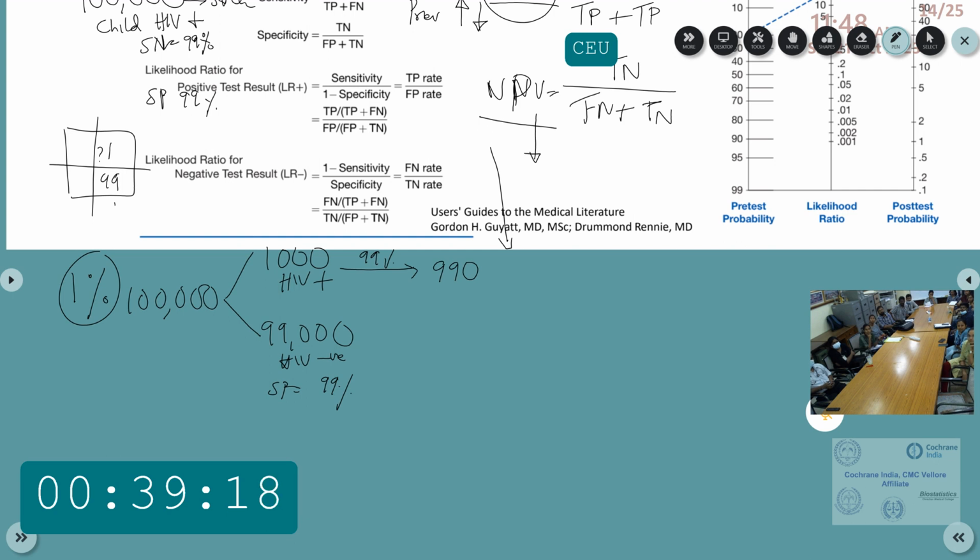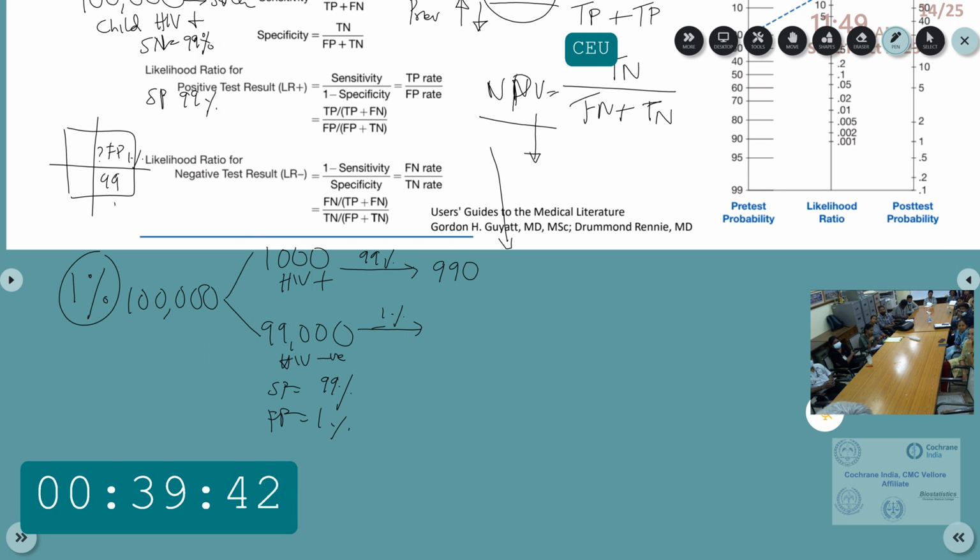False positive. So what is the false positive rate? 1%. So among those 999,000 people who don't have HIV, how many will the test falsely show positive? So the false positive rate is 1%. What is 1% of this?